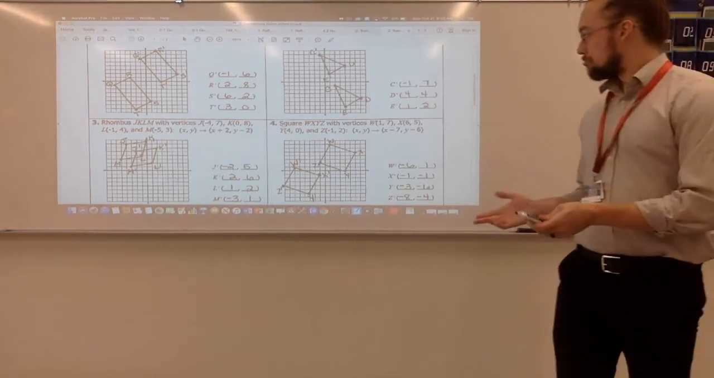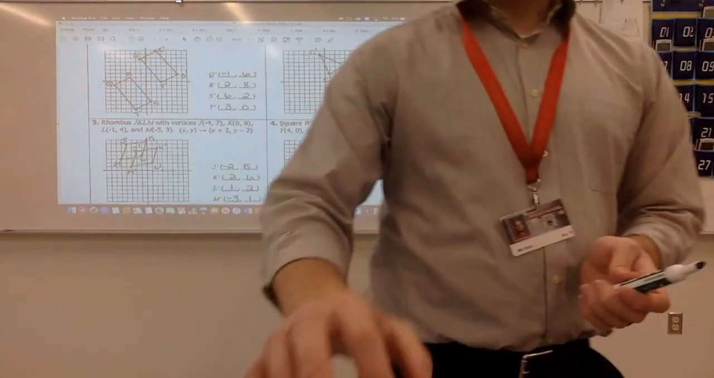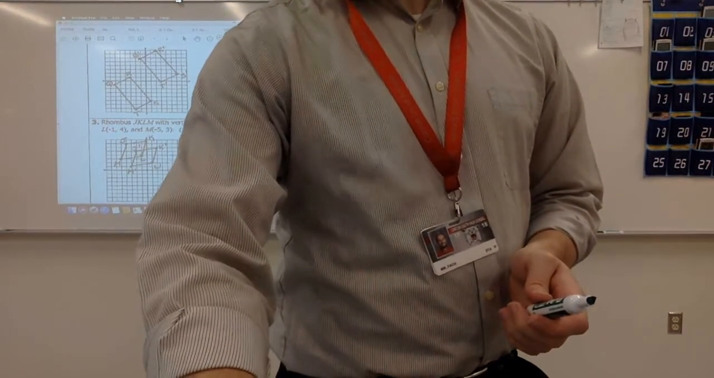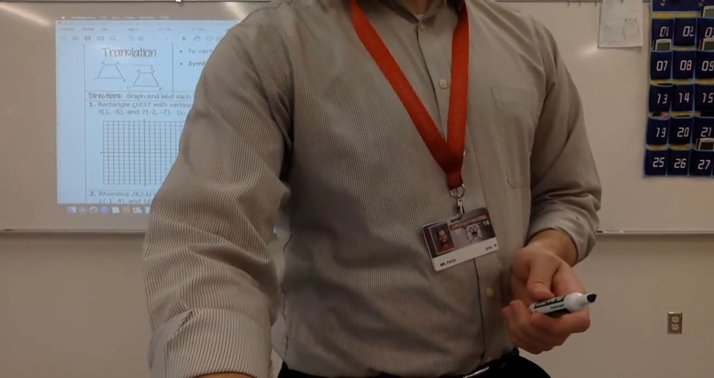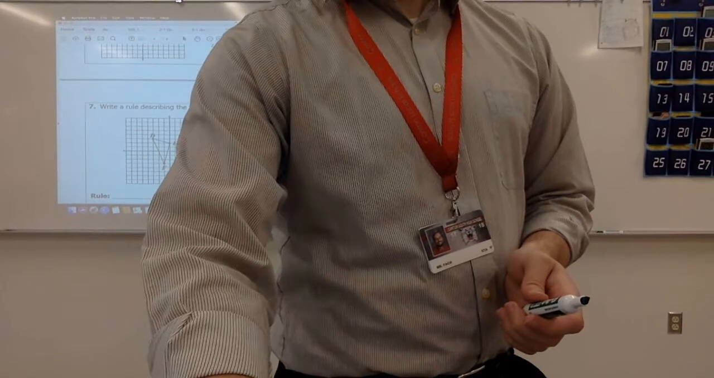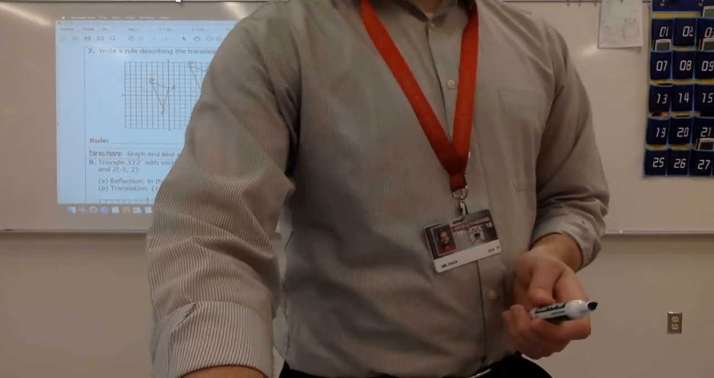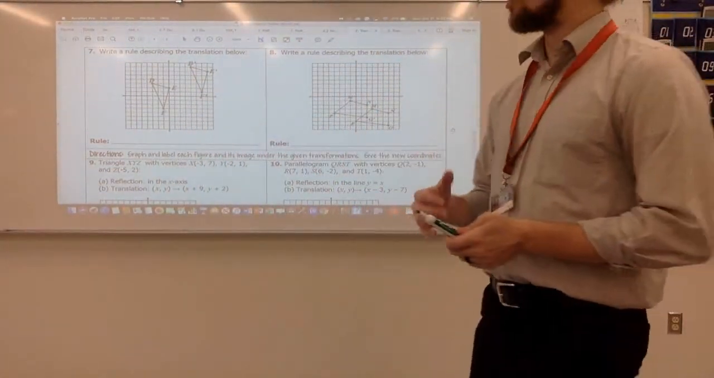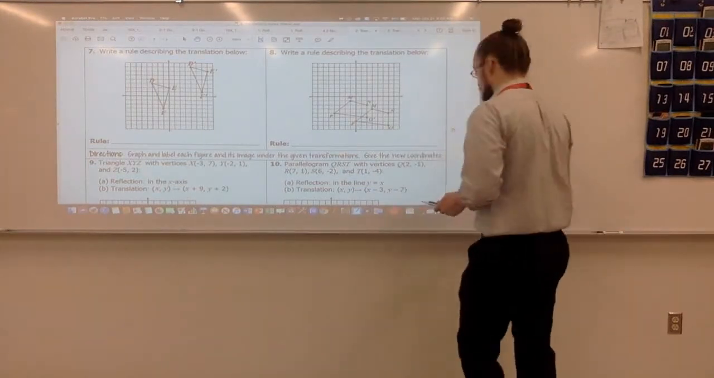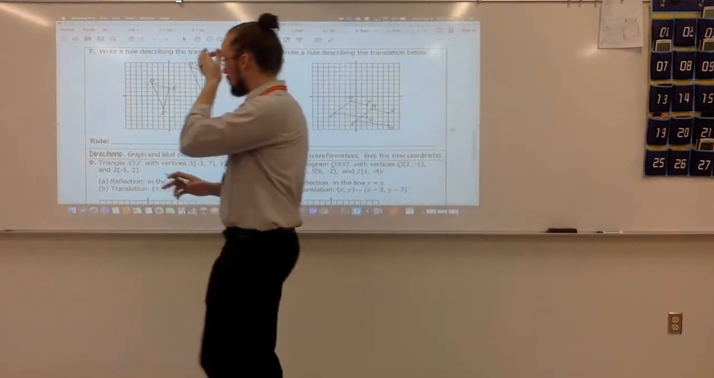Alright, so let's go ahead and flip over to the back then. So the first 2 problems on the back ask us to go backwards now. They give us our pre-image and the image and ask us to write a rule.